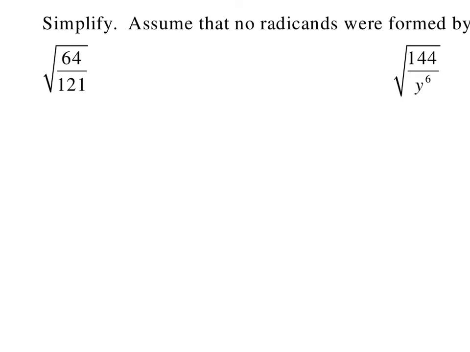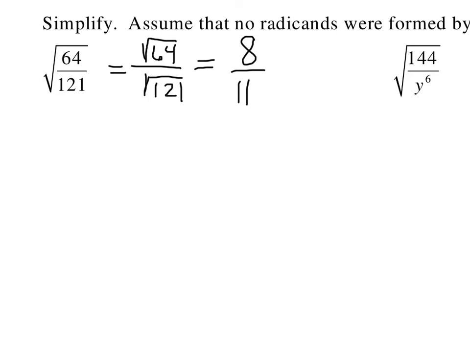So our first problem is the square root of 64 divided by 121. We can think of that as the square root of 64 divided by the square root of 121. The square root of 64 is 8. The square root of 121 is 11. So it's 8/11ths.